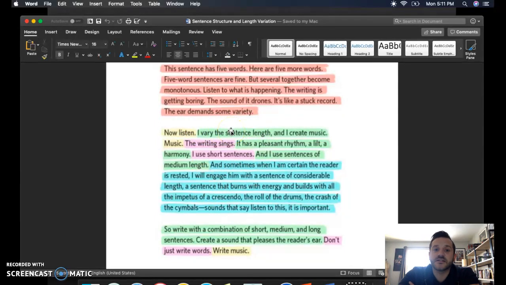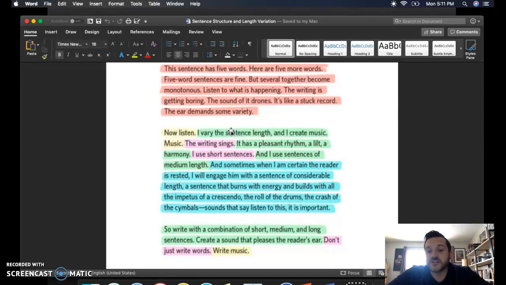The writing sings. It has a pleasant rhythm, a lilt, a harmony. I use short sentences and I use sentences of medium length. And sometimes when I am certain the reader is rested, I will engage him with a sentence of considerable length. Again, don't be repetitive like this. One that burns with energy and builds with all the impetus of crescendo, the roll of the drums, the crash of the cymbals, sounds that say, listen to this, it is important.